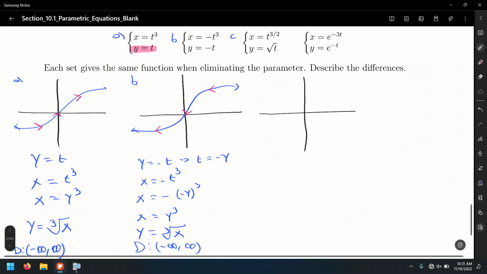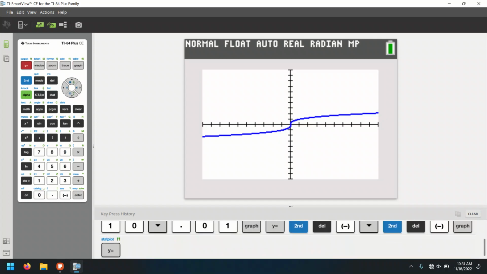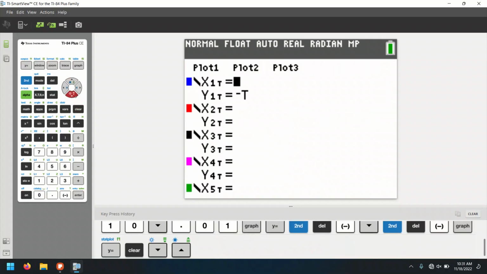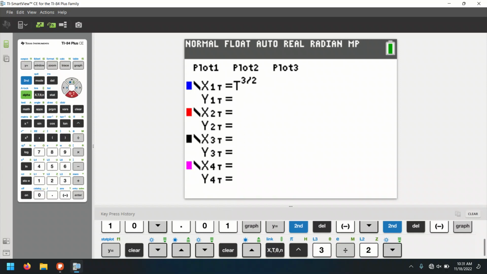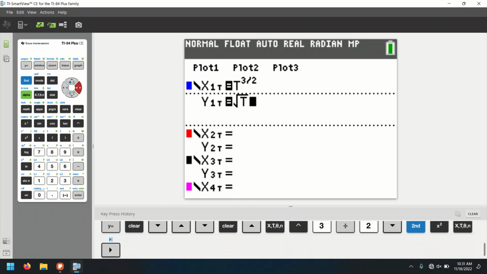So I'm going to go to my graphing calculator, and I'm going to type these equations. Let me clear all this. On the one hand, what do we have? T raised to the 3/2. And for y, what do we have? The square root of t. Okay, again, check what's going to happen this time.